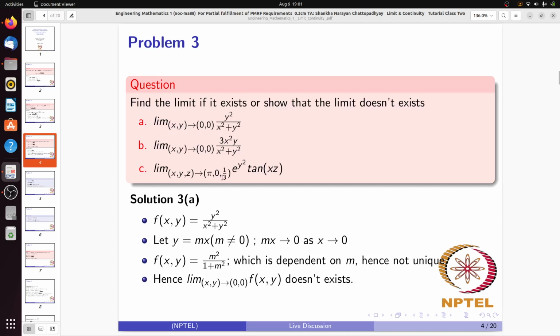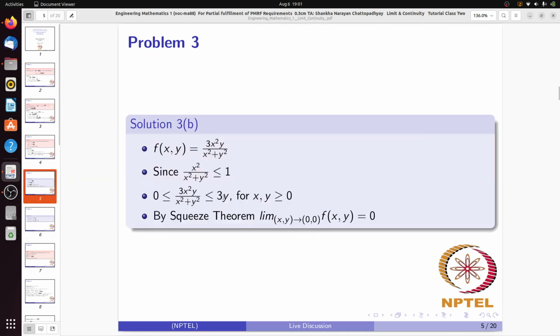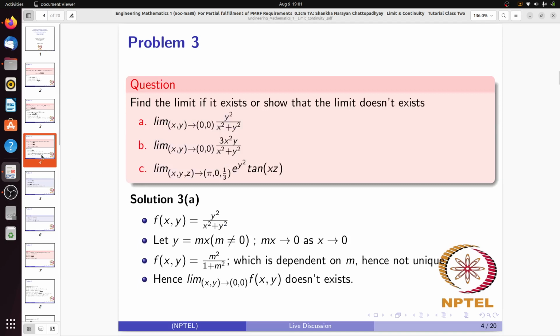Here one is a function of 2 variables and another is a function of 3 variables, but the main idea is the same. Here we have chosen one selective path, y = mx, such that this limit actually depends upon m. The limit is not unique, so we can say that the limit doesn't exist, because if the limit exists, then the condition is that the limit must be unique.